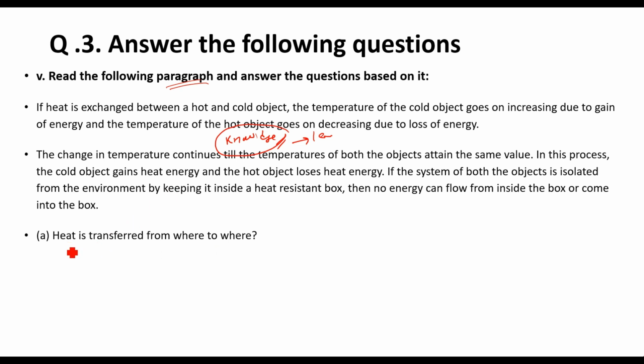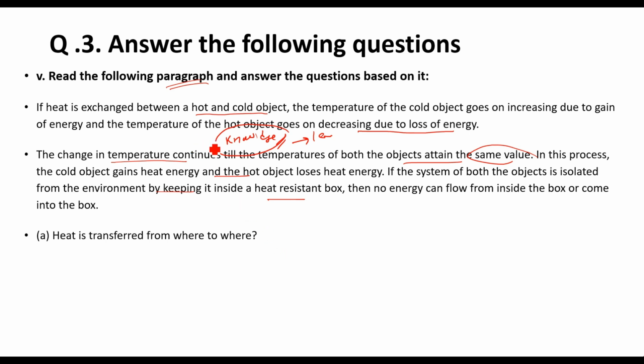Question 1a is: heat is transferred from where to where? First, whenever this passage-type question is asked, you read the passage and underline the words. See, heat exchange between hot object and cold object is an important point. Then the decrease is due to the loss of energy, and change in temperature, both remain at the same value. In this way you have to underline the keywords.